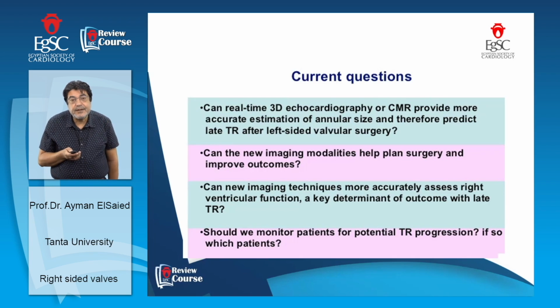In spite of advances in the management of tricuspid valve disease, there are still current questions. Can real-time 3-dimensional echocardiography or CMR provide more accurate estimation of annular size? Can the new imaging modalities help to put a plan for surgery and improve outcome? Can new imaging techniques be more accurate to assess RV pressure, especially in the presence of severe tricuspid valve incompetence? Should we monitor the patient for tricuspid valve progression? If so, which patients will be evaluated?